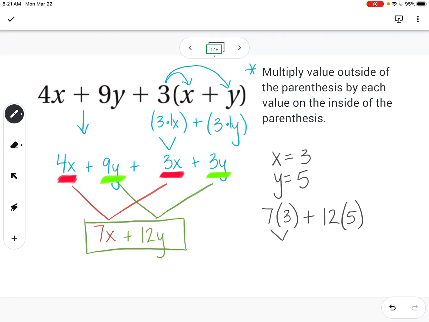I know 7 times 3 is 21, and I know 12 times 5 is 60. Therefore, when I solve that, I add those together. My final answer would be 81. In this case, I can combine the terms now because they are all constants. Those are like terms. All right? Hopefully that example helped you.